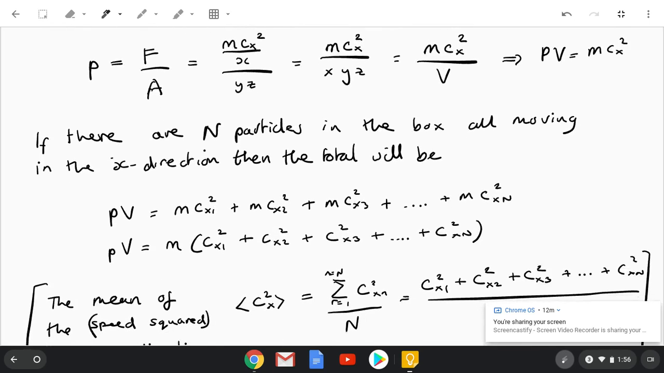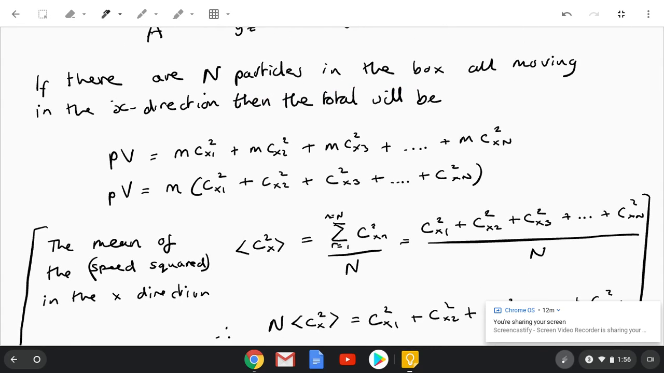So we're just looking at one particle in the x direction. If there are n particles, so now we are looking at many particles in the box, but we're considering the direction to remain in the x. We'll use y, z later on. So if there's n particles in the box, all moving in the x direction, then the total pressure in the volume that we have got, the volume is not going to change, but the pressure will.